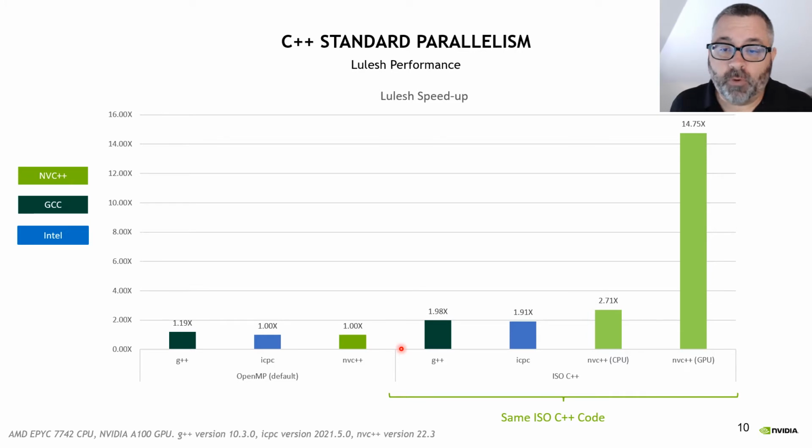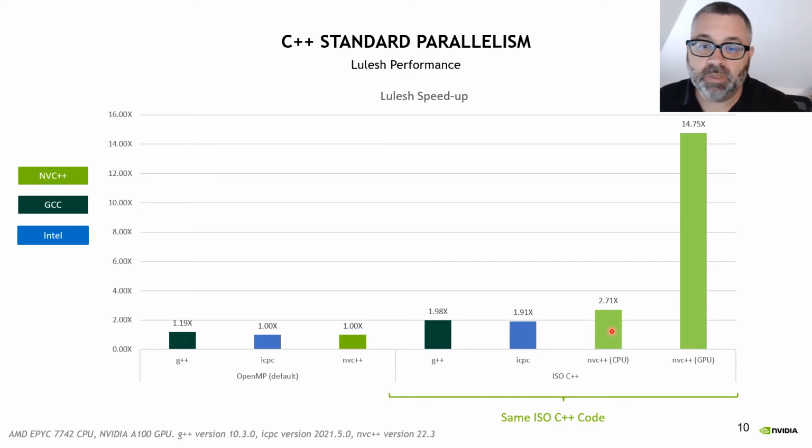The next 4 bars are showing ISO C++ code without any OpenMP. And as you can see, all 3 compilers on the exact same hardware are much faster than the original code. Here, G++ is roughly 2x over our baseline. Same thing with Intel's ICPC, and the NVC++ compiler is more than 2.7x faster than the original.